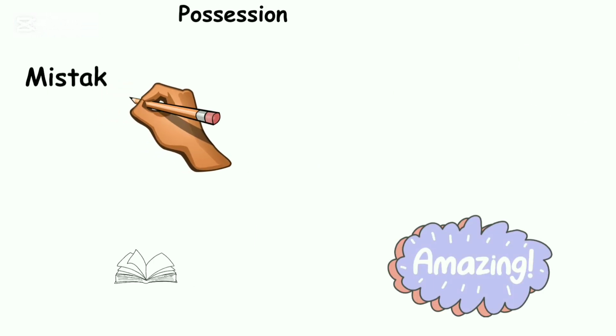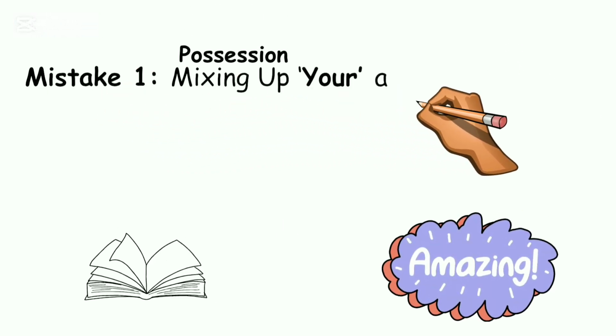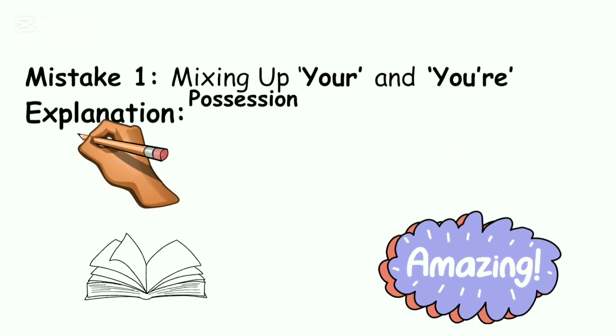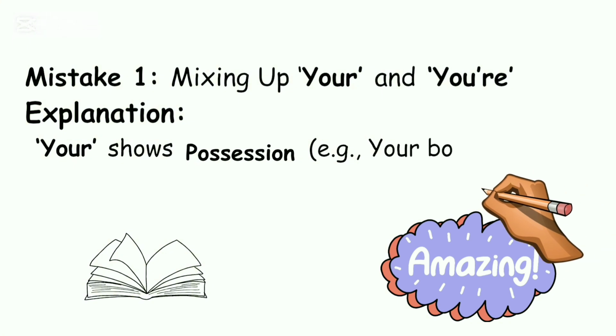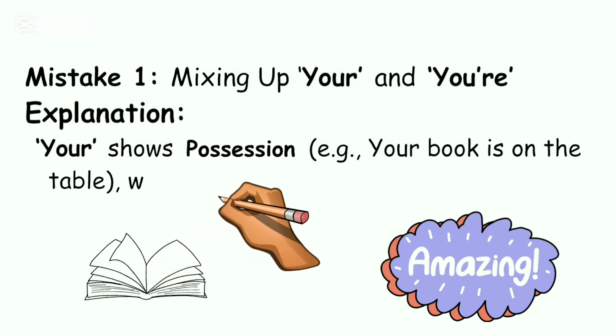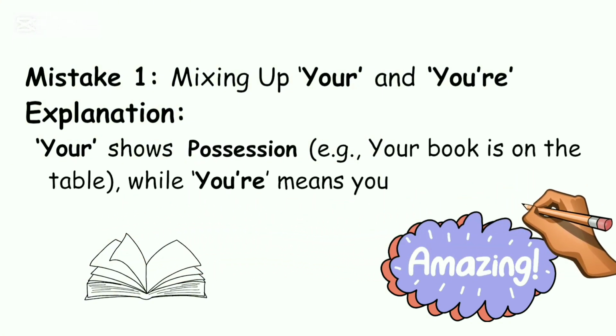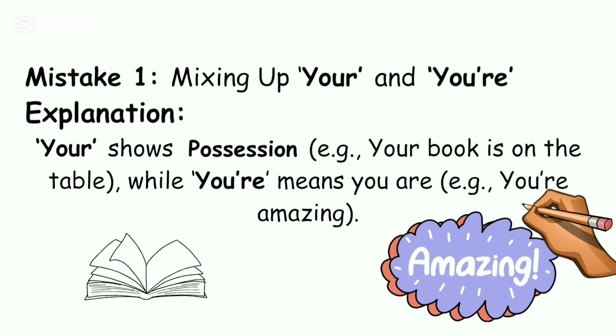The first common mistake is mixing up your and you're. Your shows possession, like in the sentence, your book is on the table. On the other hand, you're is a contraction of you are. As in, you're doing great. A quick way to check is to see if you can replace the word with you are. If it works, use you're.